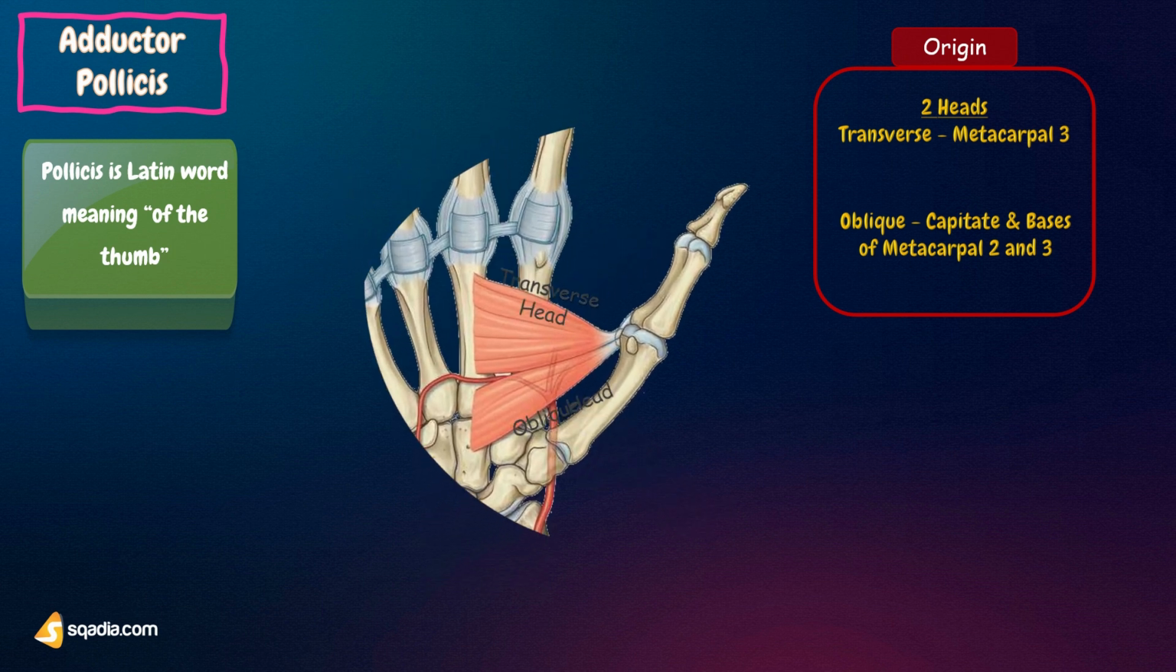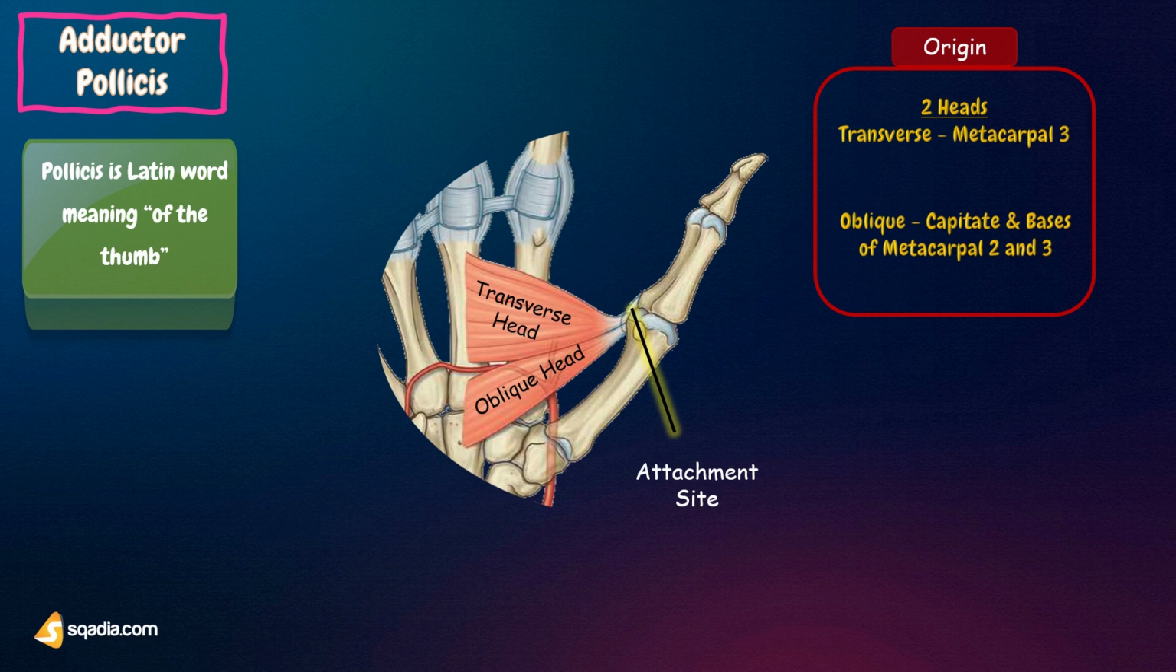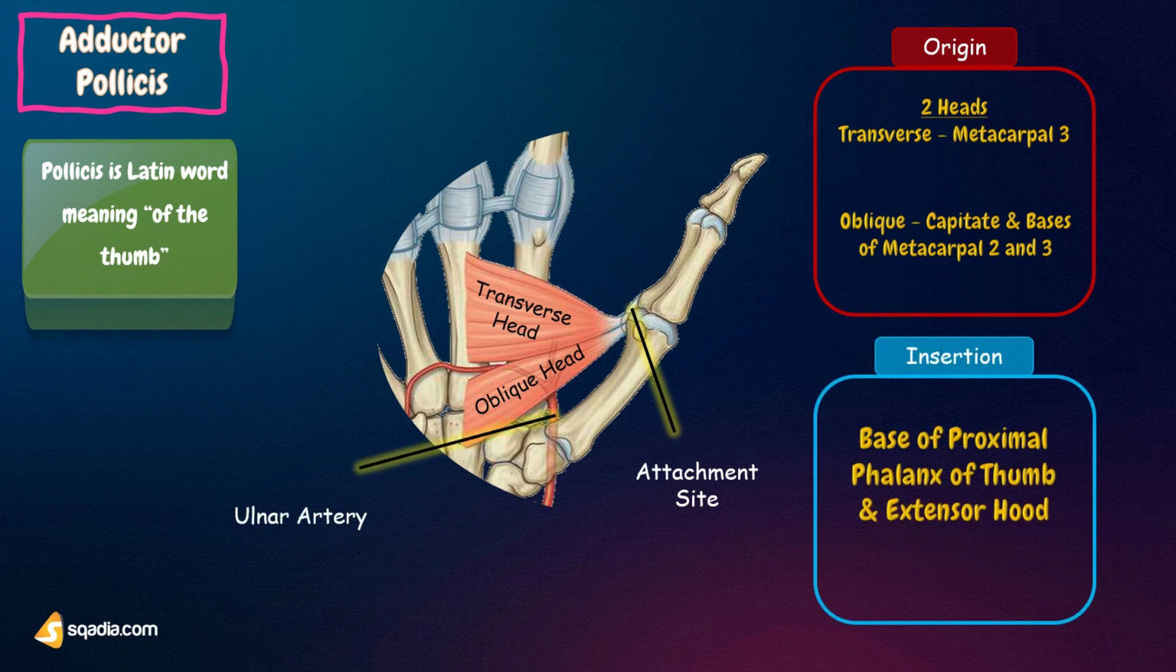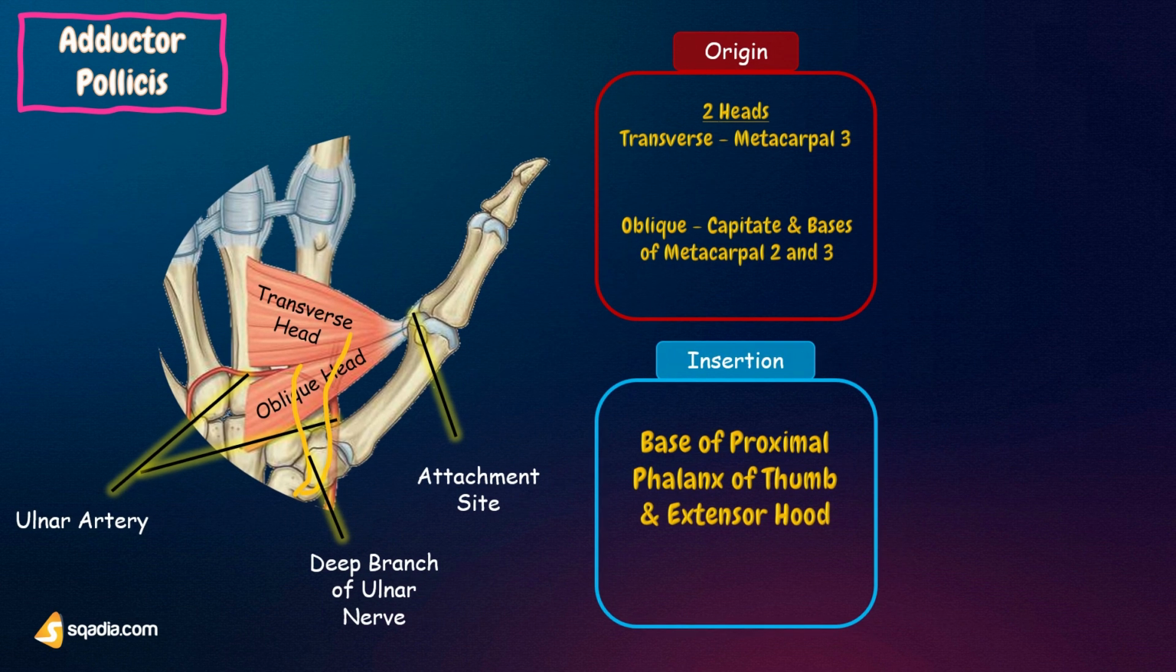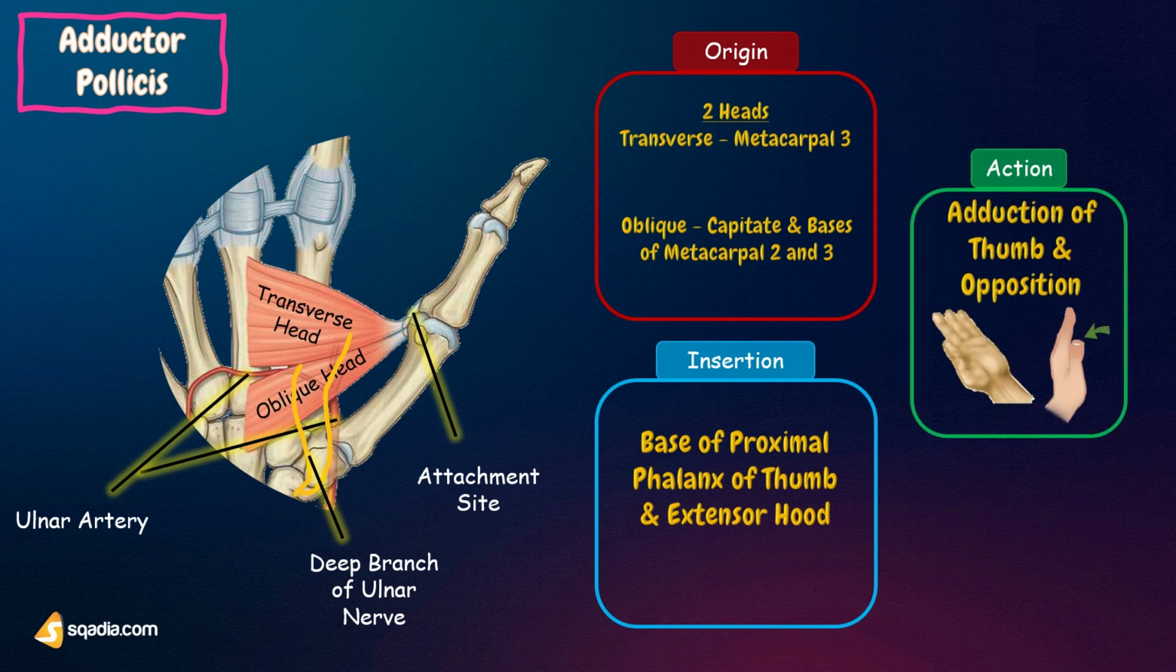The two heads converge laterally to form a tendon, which often contains a sesamoid bone, that inserts into both the medial side of the base of the proximal phalanx of the thumb and into the extensor hood. The radial artery passes anteriorly and medially between the two heads of the muscle to enter the deep plane of the palm and form the deep palmar arch. It is innervated by the deep branch of the ulnar nerve. The adductor pollicis is a powerful adductor of the thumb and opposes the thumb to the rest of the digits in gripping.